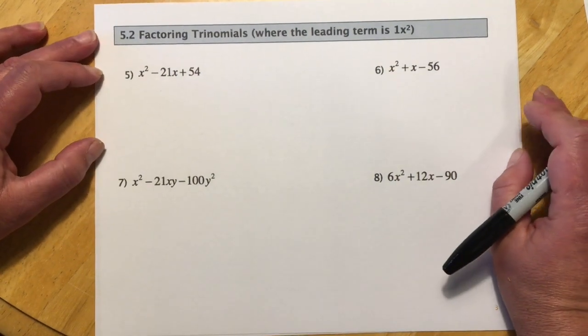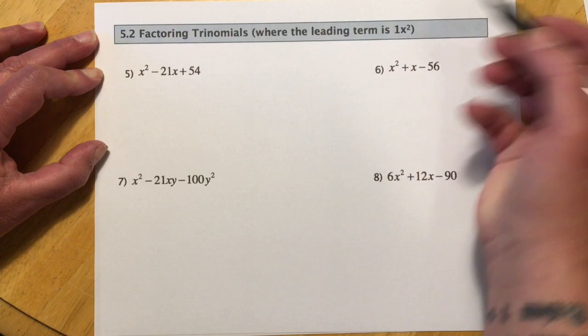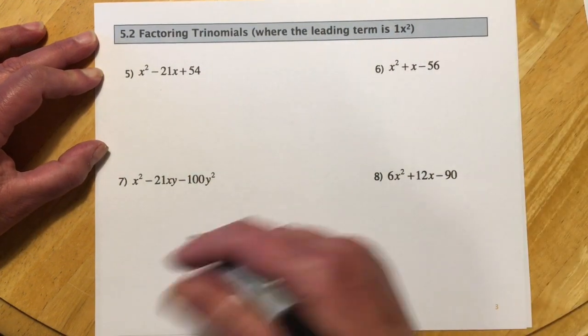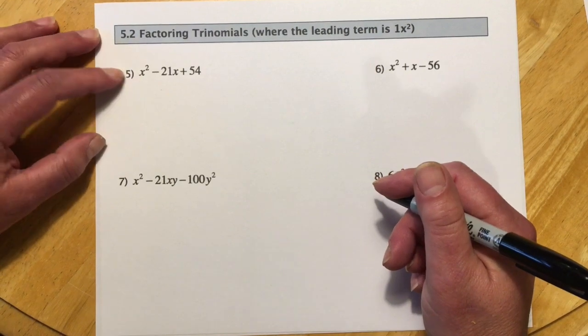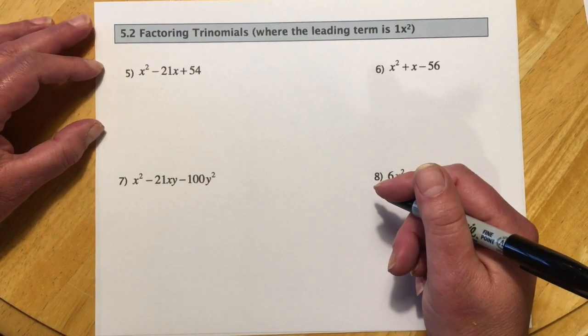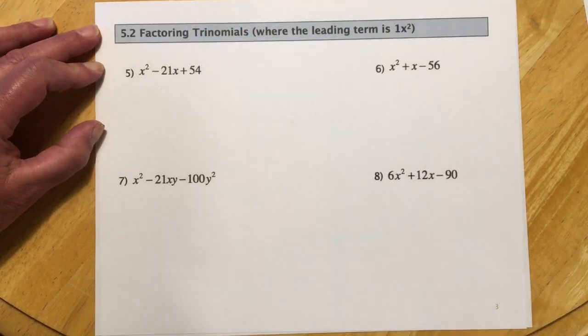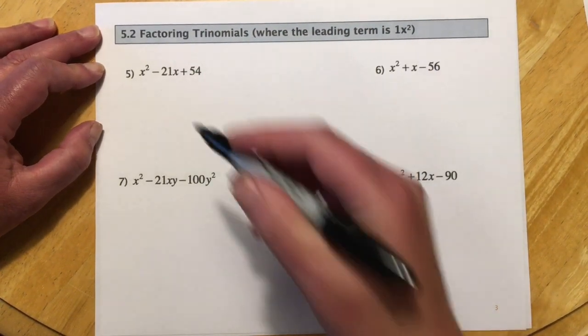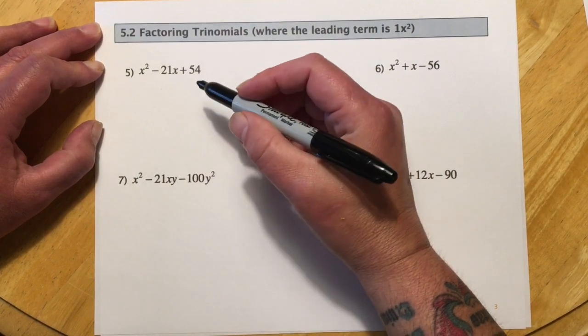Okay, 5.2. So 5.2 is where the leading term is 1x squared, or there's a GCF that breaks it down to a 1x squared, or just the plain x squared like it shows. And so what we're doing here is we're just doing what multiplies to be the end and adds to be the middle. And so here we have it's multiplying to be a positive, adding to be a negative, so I know it's going to be 2 negatives.